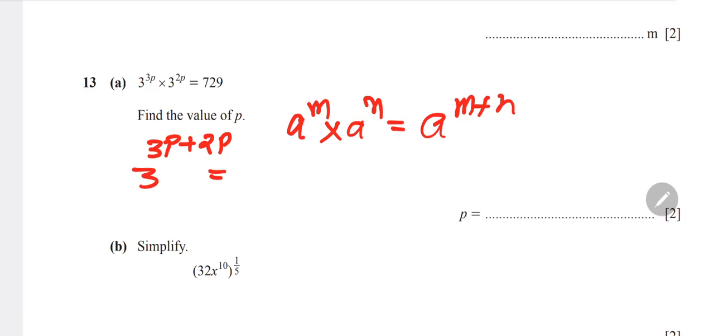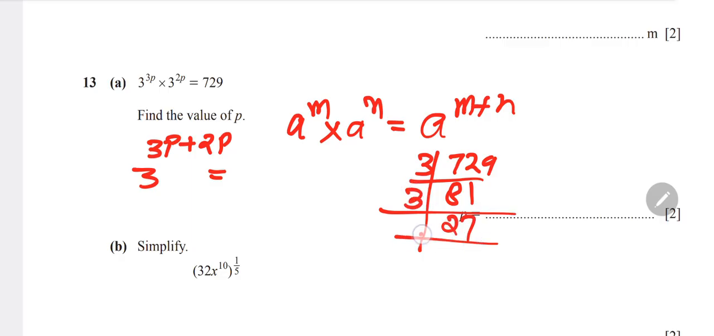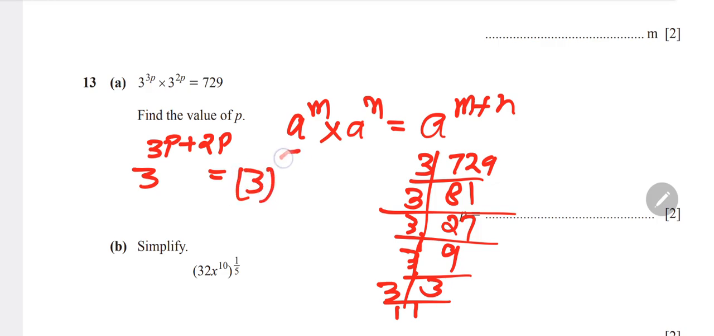729 we make in the power of 3 form. So 729 divided by 3 gives 81, then divided by 3 gives 27, then divided by 3 gives 9, then divided by 3 gives 3, then divided by 3 gives 1. So 1, 2, 3, 4, 5. In total we can use 3 raised to 5. 3 raised to 5 means what? 729. Now when the bases are the same, we compare the powers.